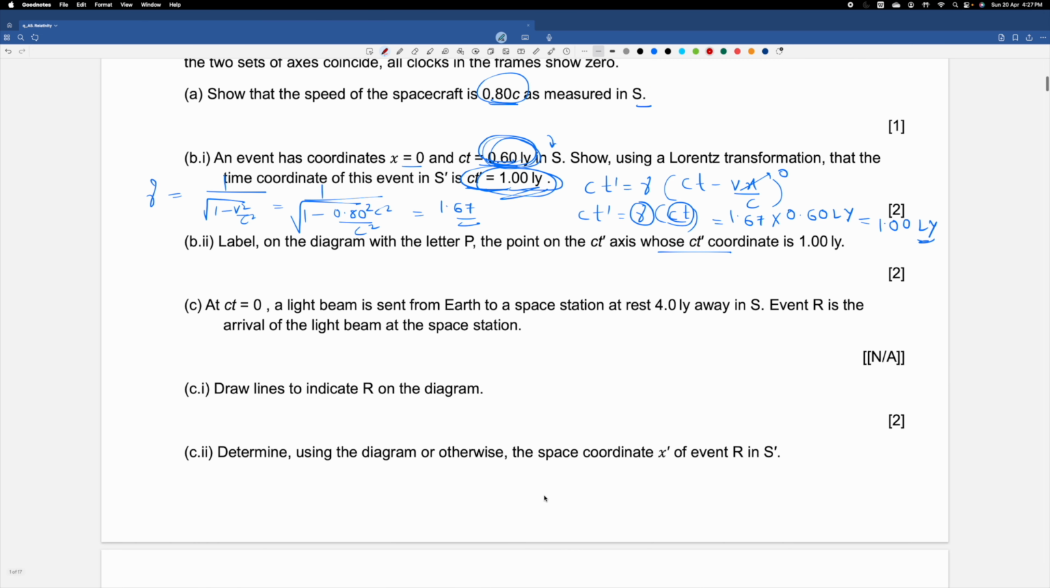Next, at ct equals 0, a light beam is sent from Earth to a space station at rest 4 light years away in S. Basically, the space station is 4 light years away with respect to the rest frame S. Event R is the arrival of the light beam at the space station. Draw lines to indicate R on the diagram.